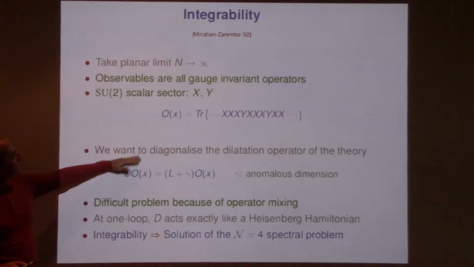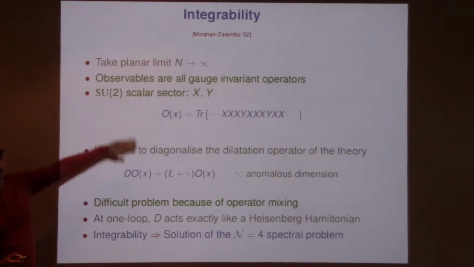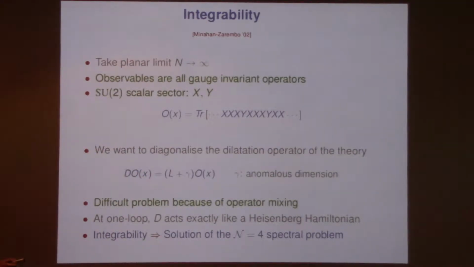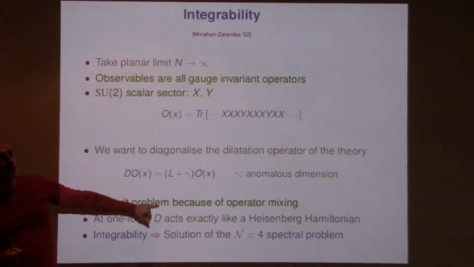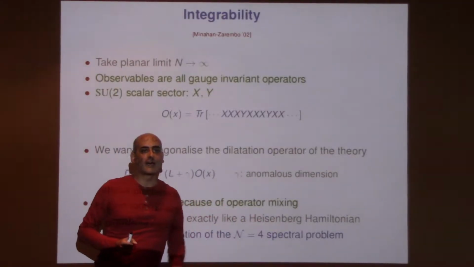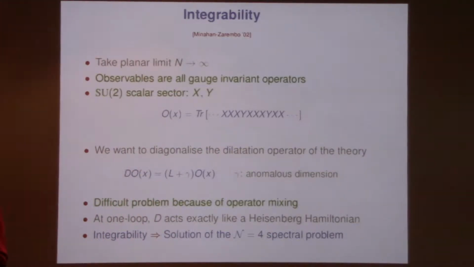And you want to diagonalize the dilatation operator of the theory, since this is a conformal theory, as I mentioned a bit earlier, because it's exactly finite to all orders. That's difficult, but the dilatation operator, that was the main achievement, works exactly like a Heisenberg Hamiltonian. So you can apply the Bethe techniques and integrability to solve the N=4 spectral problem.